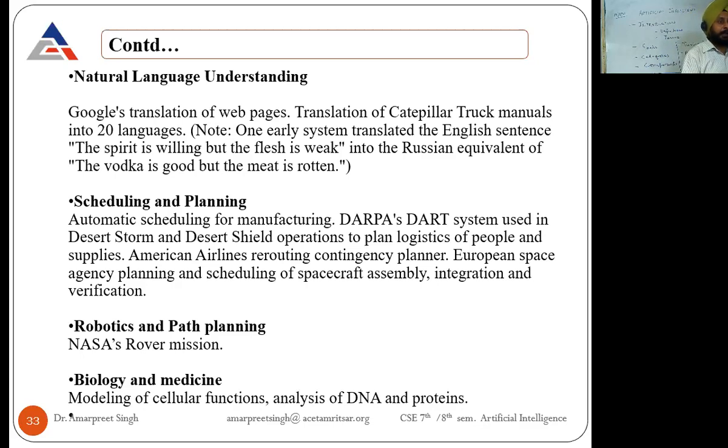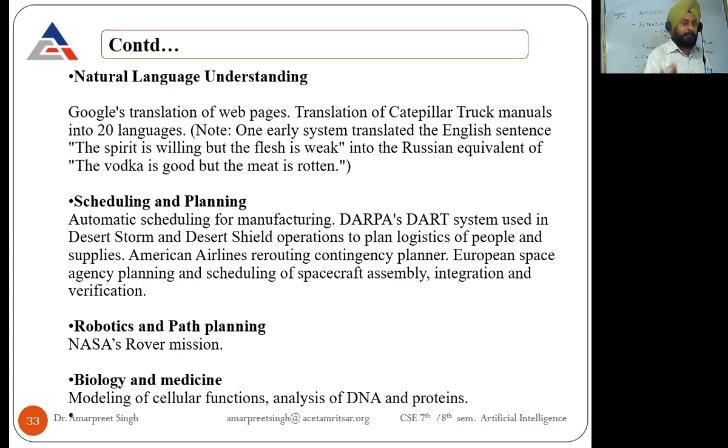Then there is scheduling and planning. Automatic scheduling for manufacturing. DARPA's DART system was used in the Desert Storm and Desert Shield operations to plan the logistics of people and supplies. American Airlines has a rerouting contingencies planner. The European Space Agency does planning and scheduling of spacecraft assembly, integration and verification. So AI is being used for various types of scheduling and different types of planning in different areas.